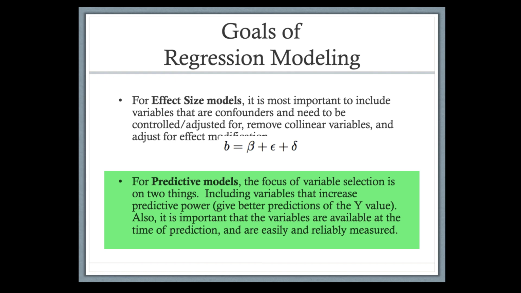If we're building a predictive model, our goal is really to try and predict or estimate the outcome. The focus of which variables should go into the model involves including variables that increase the predictive power. So if something is associated with the outcome, it's a good predictor of the outcome, then we want to include that in the model. And it's also important that any variables that we're going to put in our predictive model are going to be available at the time of prediction.